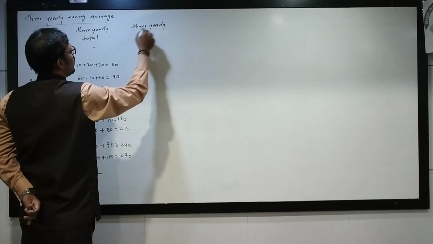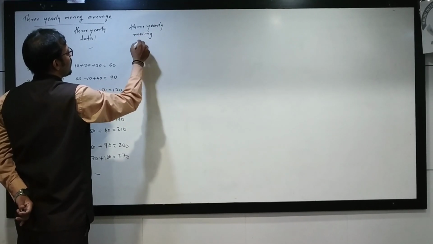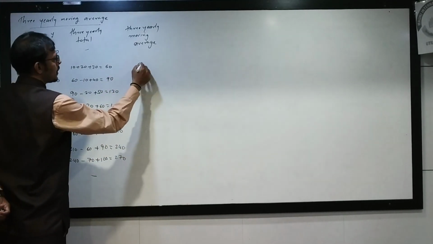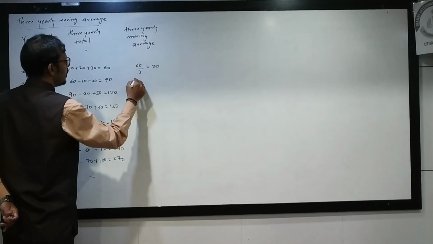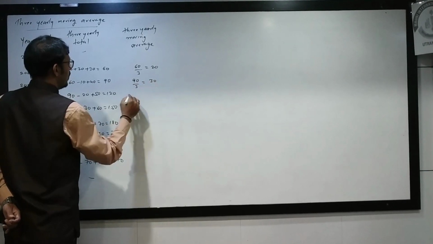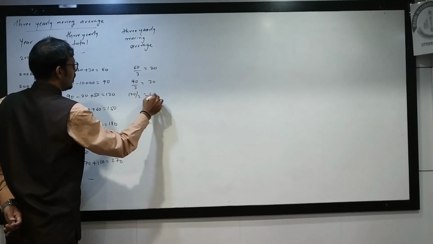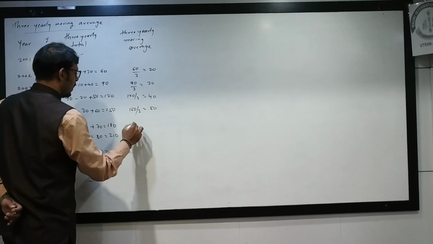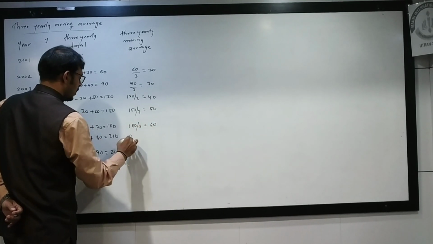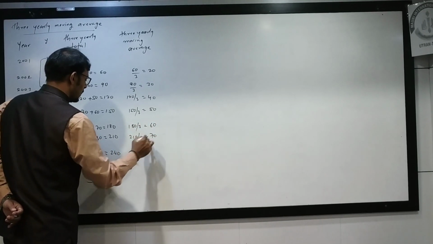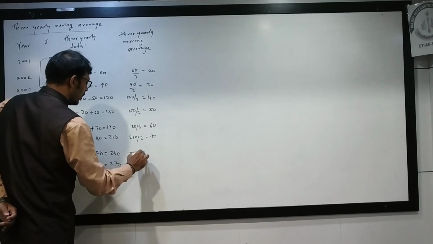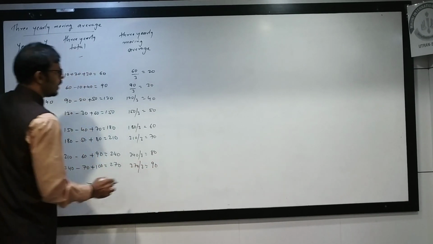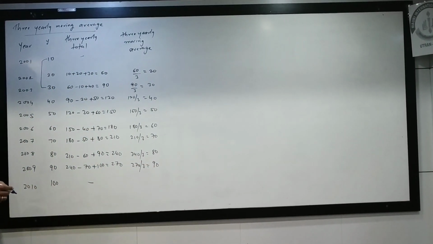The 3 yearly moving average is what we have to find. So 60 upon 3 is 20, 90 upon 3 is 30, 120 upon 3 is 40, 150 upon 3 is 50, 180 upon 3 is 60, 210 upon 3 is 70, 240 upon 3 is 80 and 270 upon 3 is 90. This is my 3 yearly moving total.